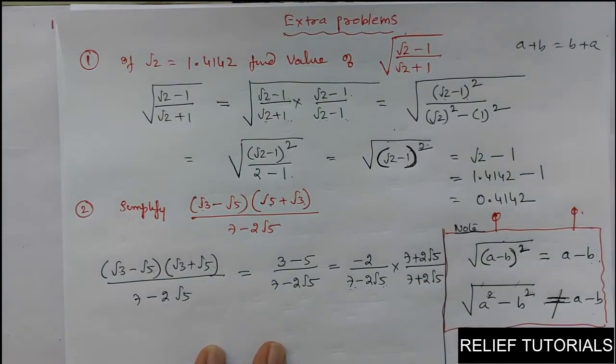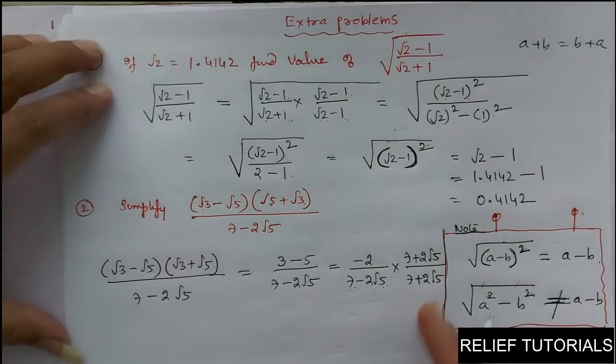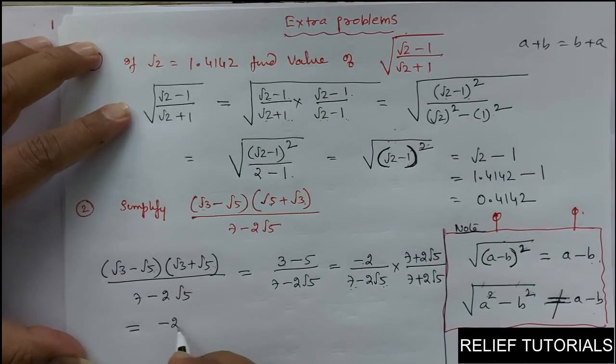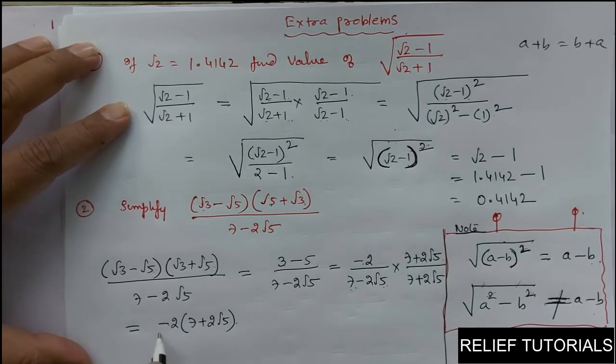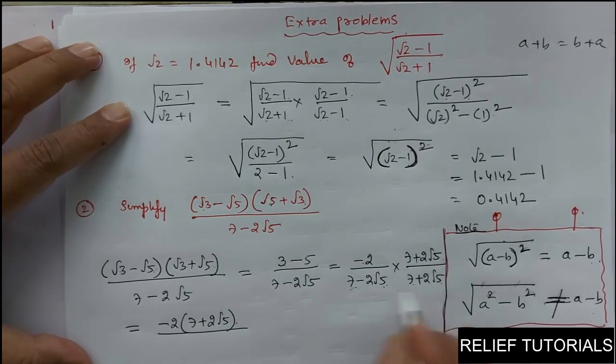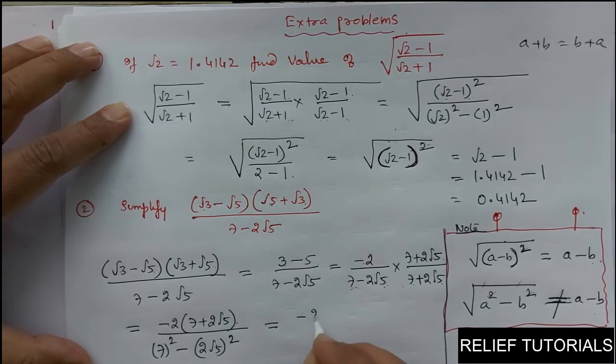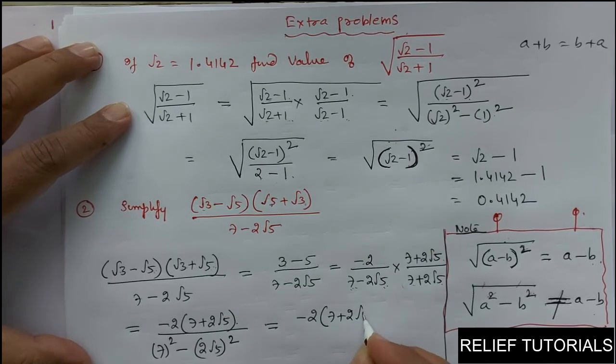Have you got it, friends? Nothing, just rationalizing the denominator. So you have to multiply the denominator with its conjugate. So now what you will get? See, minus 2 into 7 plus 2 root 5. I am not multiplying this, keep as is. Upon a minus b, a plus b, so a square, 7 square, minus 2 root 5 the whole square. The numerator is minus 2, again I am not multiplying this. Not necessary. Why? Because some value you will get in the denominator that might get cancelled with 2. So till the denominator is clear, don't make any change in the numerator.